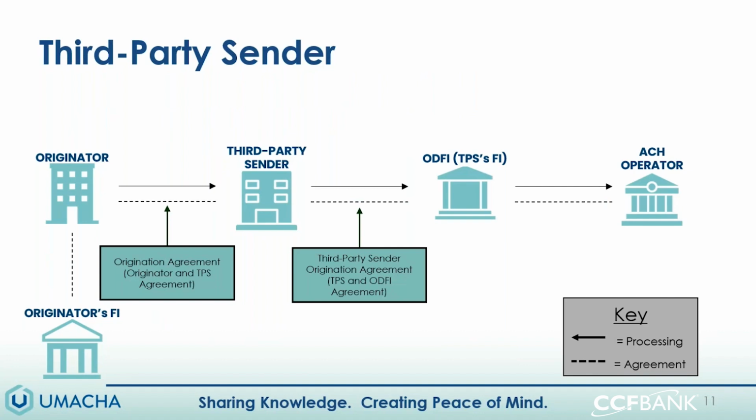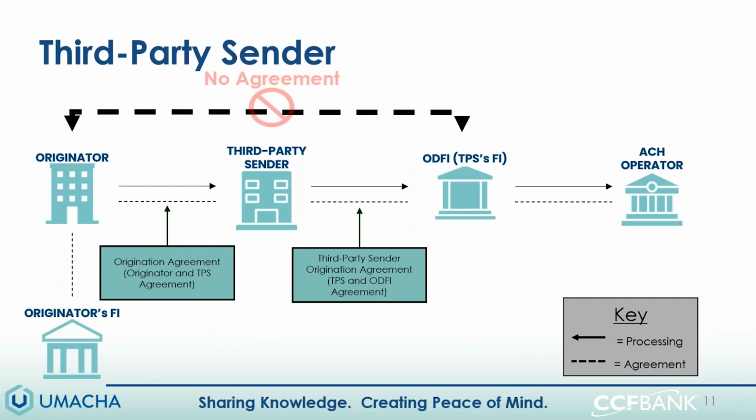If we back up between the ODFI and that third-party sender, they have a direct relationship, right? So this is a customer of CCF Bank. They have accounts, they have an origination agreement. They are a third-party sender for originators of their own. So that's what we're showing here, is that this is an originator that is not necessarily a customer of CCF Bank, but they are related through this third-party sender. So this is another agreement or another arrangement that does exist in the ACH network.